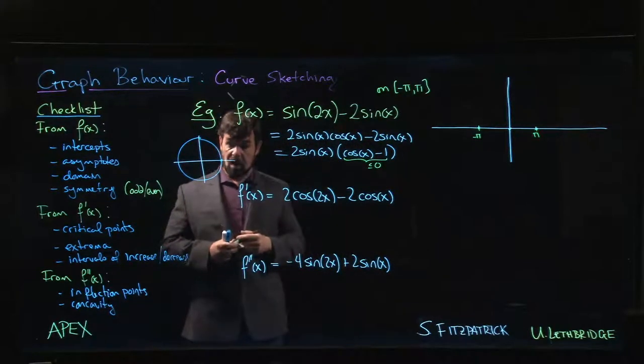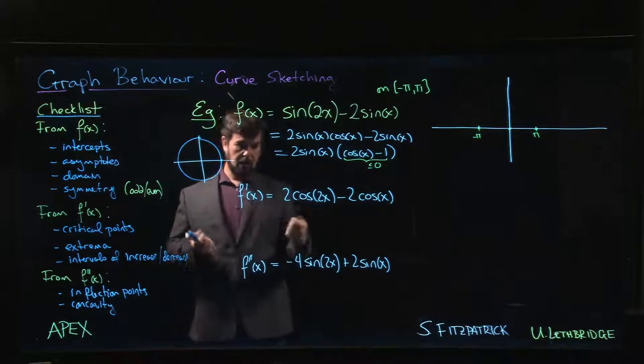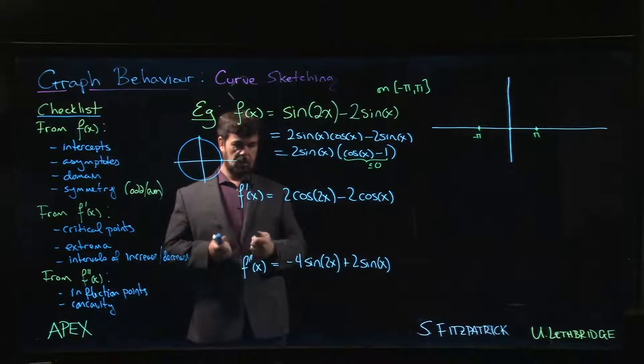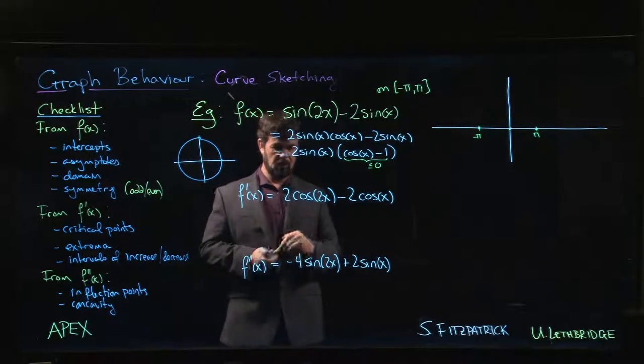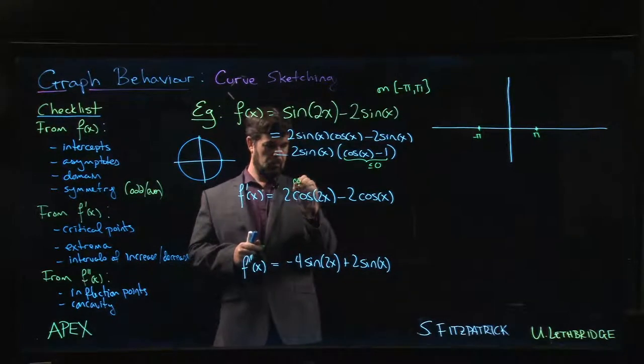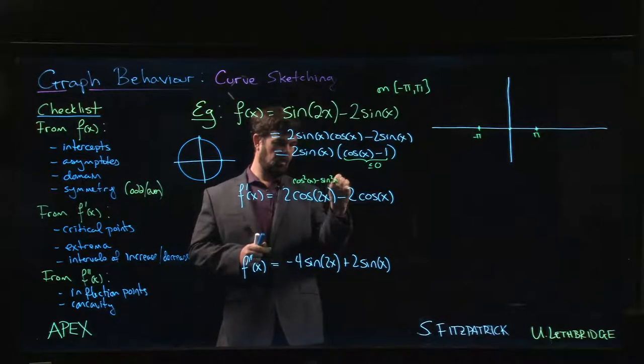We move on to f prime. We want to do similar analysis there. Again, we've got this double angle that we have to deal with. So we remember that cos 2x, we could write this as cos squared x minus sine squared x.